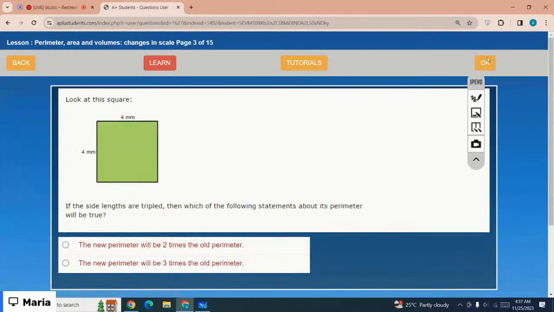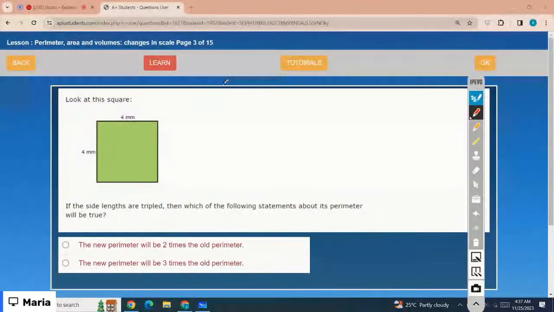Okay, now the side lengths are tripled, right? This is the same thing. You have to calculate the perimeter. When we calculate the perimeter of the square, we just add up all the side lengths, right? So perimeter normally is s plus s plus s plus s, that is 4s, right?